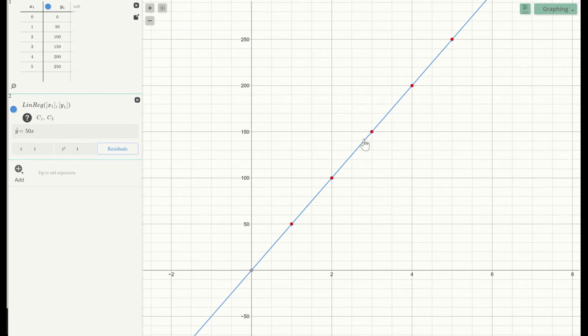of course, it can go through all of the points because this is a perfect linear correlation, exact linear correlation. And of course, as you know, this is not surprising. You already knew that the correlation coefficient is going to be exactly 1 for an exact positive linear correlation.